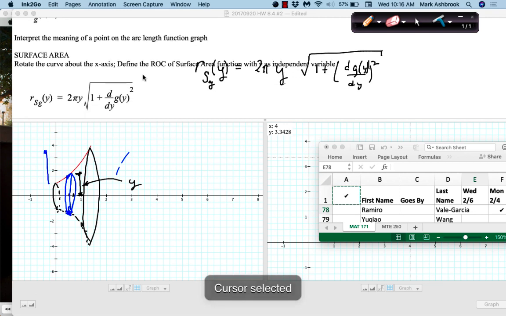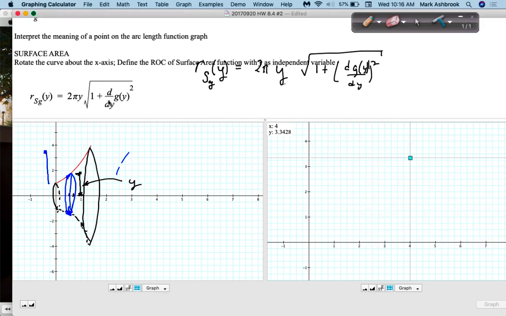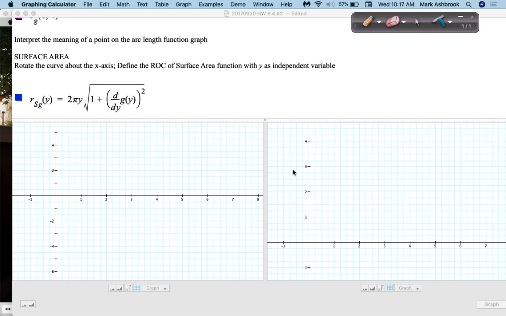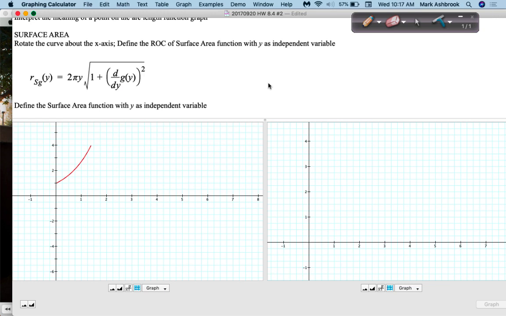See if that's what we put. R sub y, sg, 2 pi y. I think that's it. Okay, so that's our surface area. Where'd my graph go? My graph of the original function. All right, so now define the surface area function with y as the independent variable. Go. We want this surface area function. If that's the rate of change, what's the surface area function? Go.